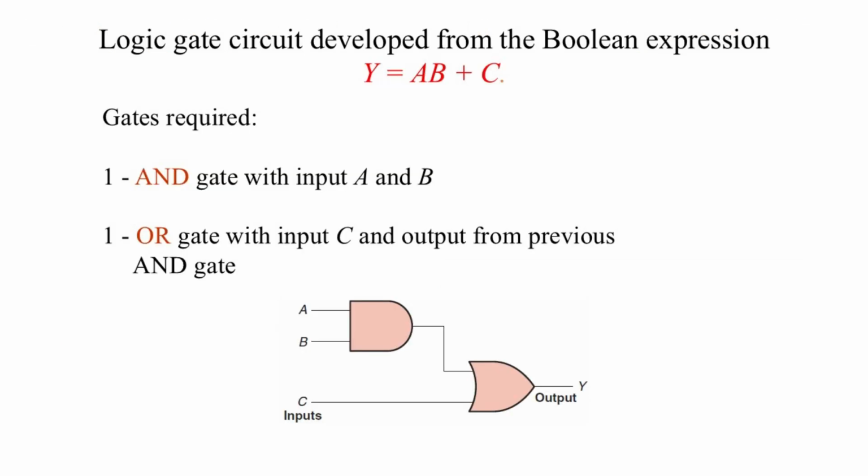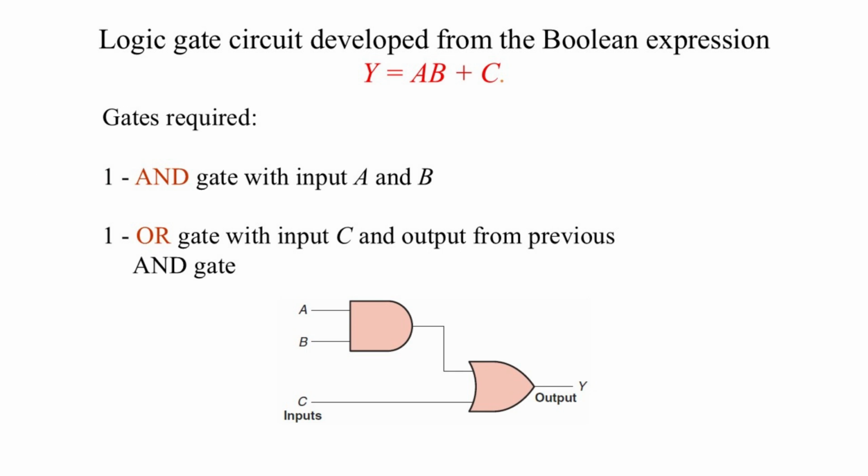Now that we have the basic rules of Boolean algebra, let's see how we can take a Boolean equation and directly convert it into a logic gate circuit. The expression we're working with is Y equals A B or C. The first part of the equation is AB, which represents an AND operation between inputs A and B. So the first gate we need is an AND gate with inputs A and B.